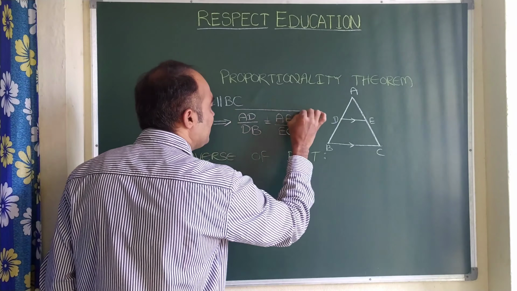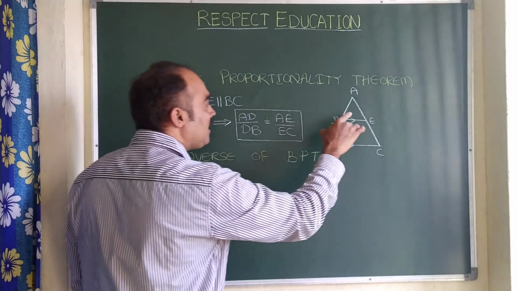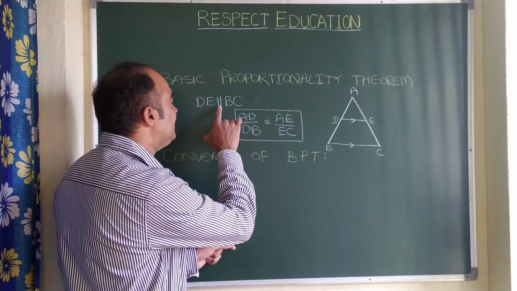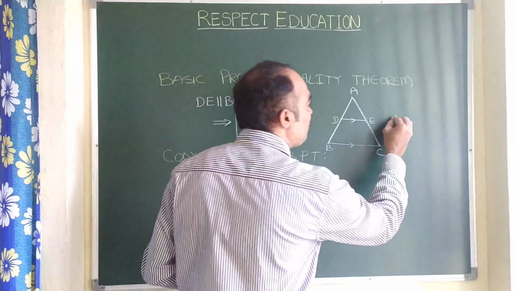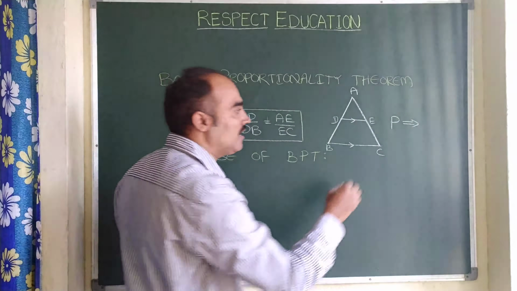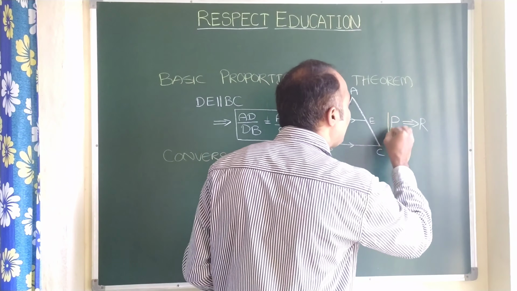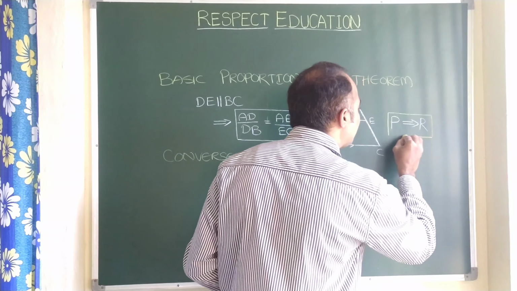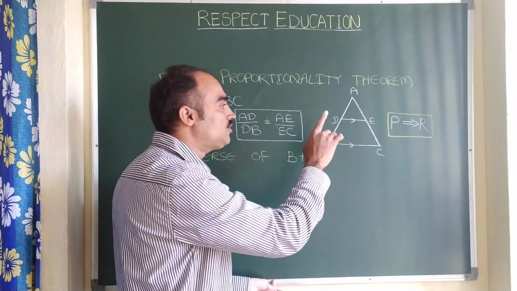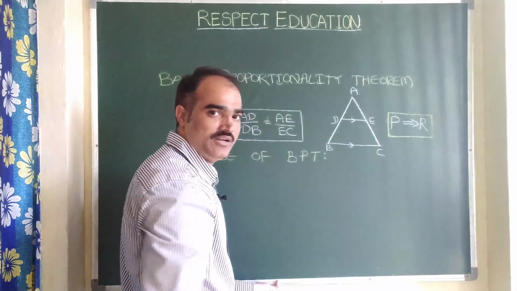That means we need to understand that first the parallel condition, then we enter the ratios. So remember, this is parallel. P for parallel implies ratios are equal, R for ratios. Whenever parallel is given, then we can write the ratios of the corresponding sides are equal. So parallel implies ratios are equal.